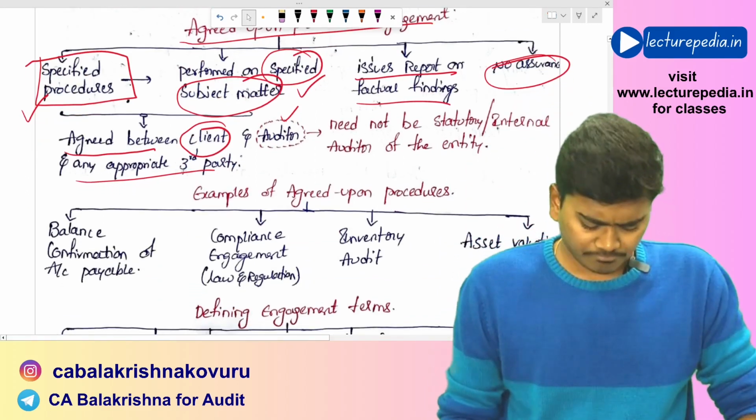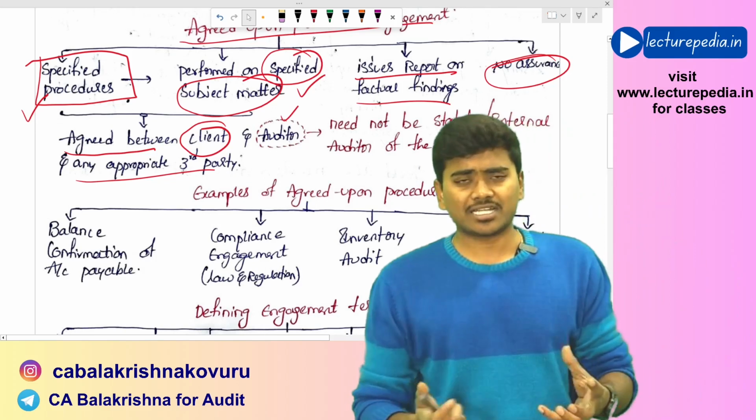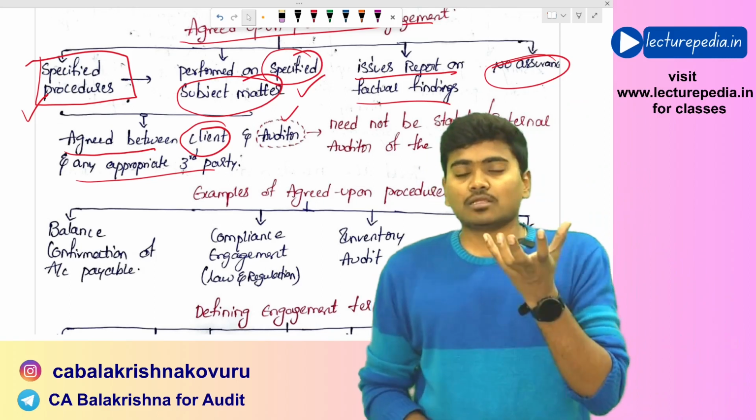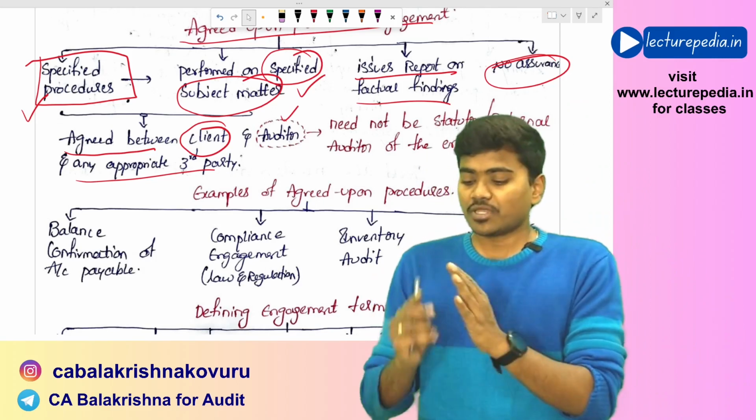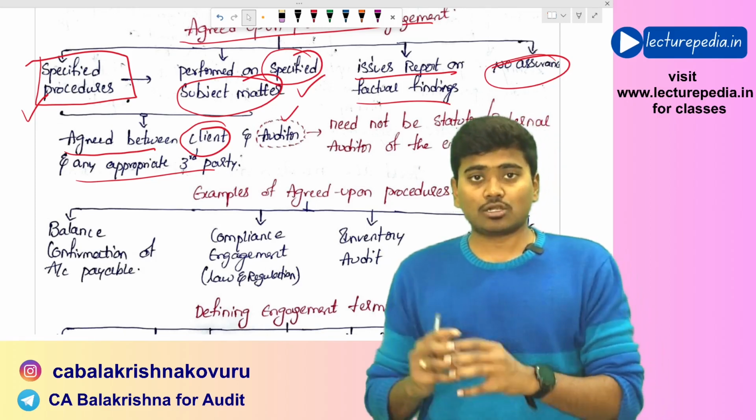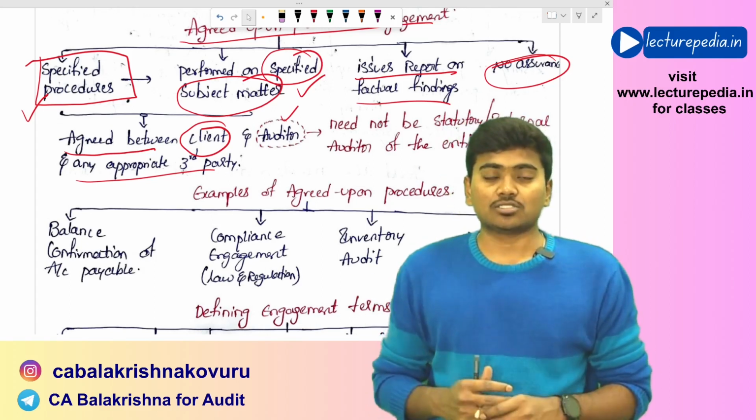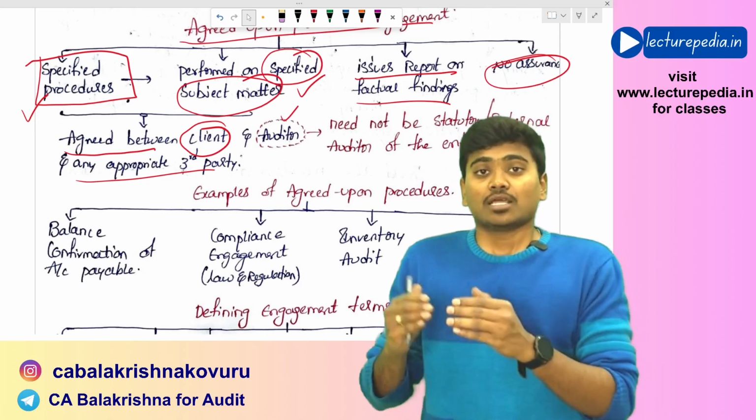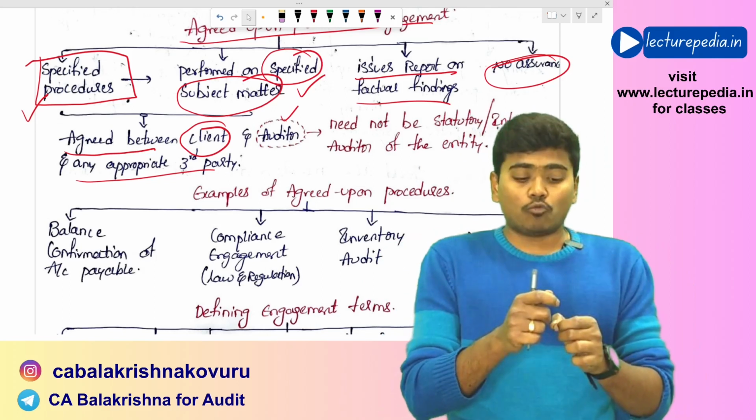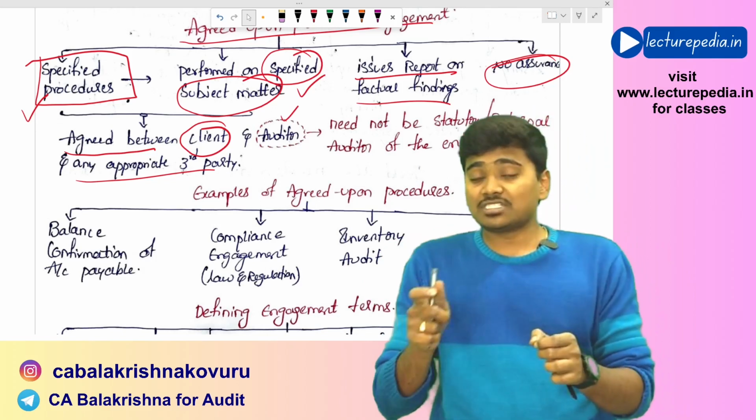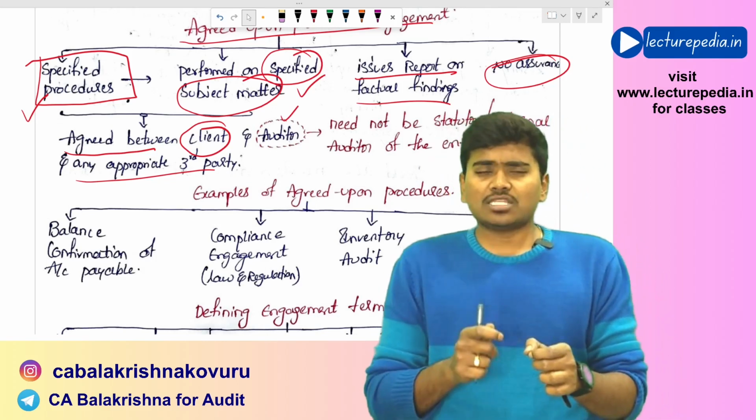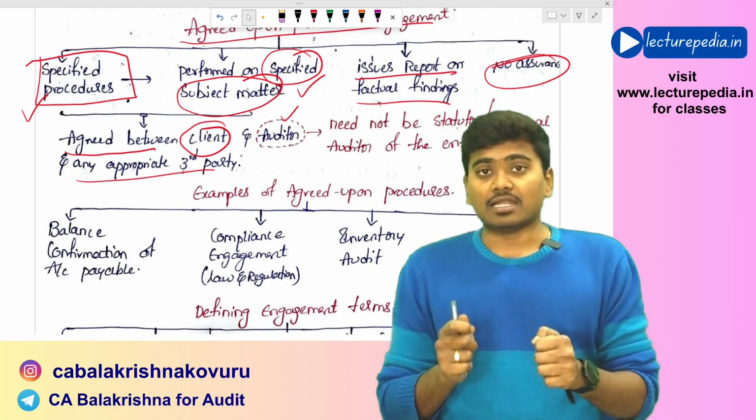Hope that is clear. And what could be certain examples of these agreed upon procedure engagements? Let's say, for example, management has a doubt that the trade payable balances of the entity are not showing properly. There are certain errors in the trade payable balances. So in order to find these errors, management can appoint a particular auditor, and management will tell the auditor what procedures he has to perform, on which item he has to perform them, and what the purpose of performing these procedures is. All this will be agreed between the auditor and the client.